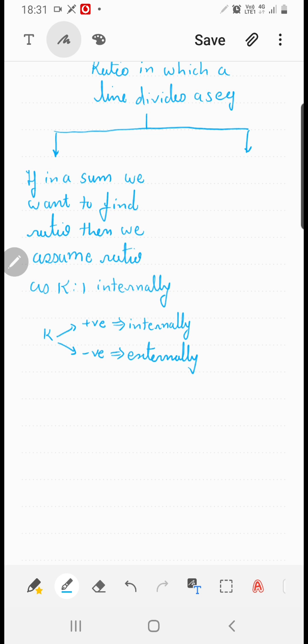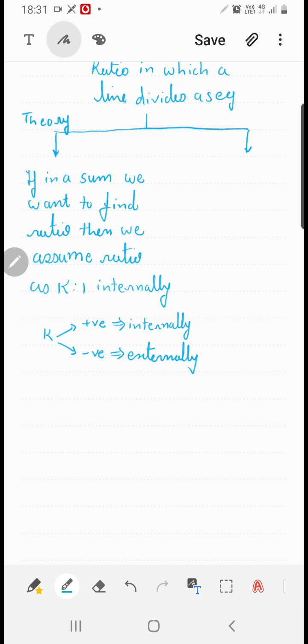Okay. So I repeat again. If in a sum we are asked to find the ratio, then we assume the ratio as k is to 1. We solve by section formula. At the end we get the value of k. If the value of k is positive, then it means internally, and if the value of k is negative, then it means externally. Okay. So this is the theoretical style.